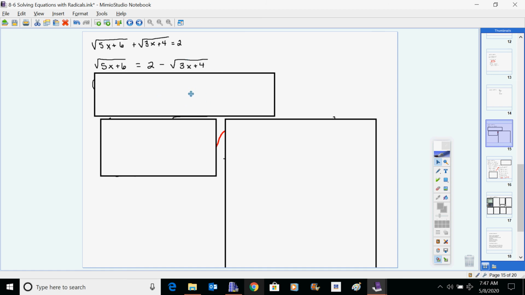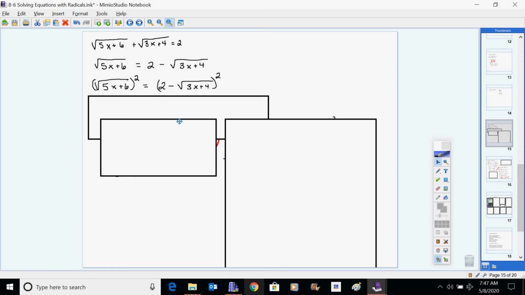It's going to help us, but it's still going to get a little tricky here, because when I square both sides, I have to take 2 minus the square root of 3x plus 4, and I have to multiply it times 2 minus 3 times the square root of 4. And what that gives me is that you've got this one gets squared, then you've got 2 times this and 2 times this, which gives me 4 times this, and then I've got this one times itself, which gives me 3x plus 4.